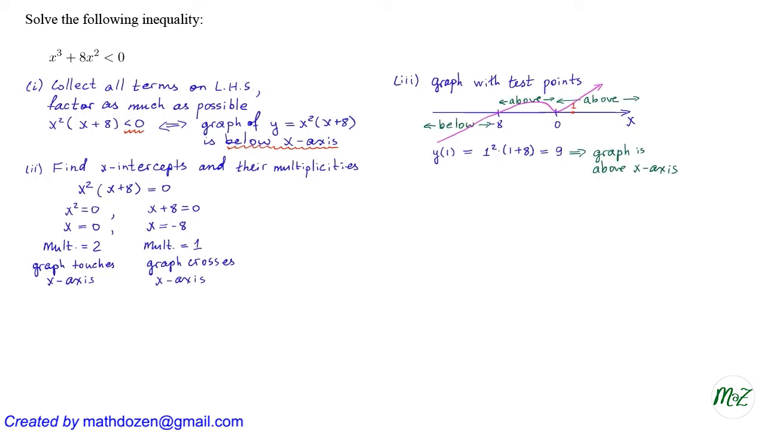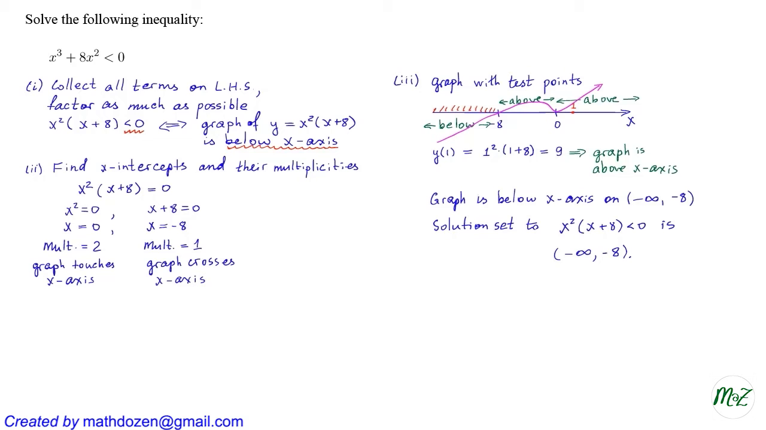So having all that information, we can make a rough sketch of the graph. It stays below the x-axis, then it switches above, bounces off, and goes above the x-axis. We're looking for the places where the graph is below the x-axis. So the answer to the graph being below the x-axis is the interval to the left of -8. So we have that the graph is below the x-axis on (-∞, -8). So the solution set to the inequality being less than 0 is (-∞, -8).